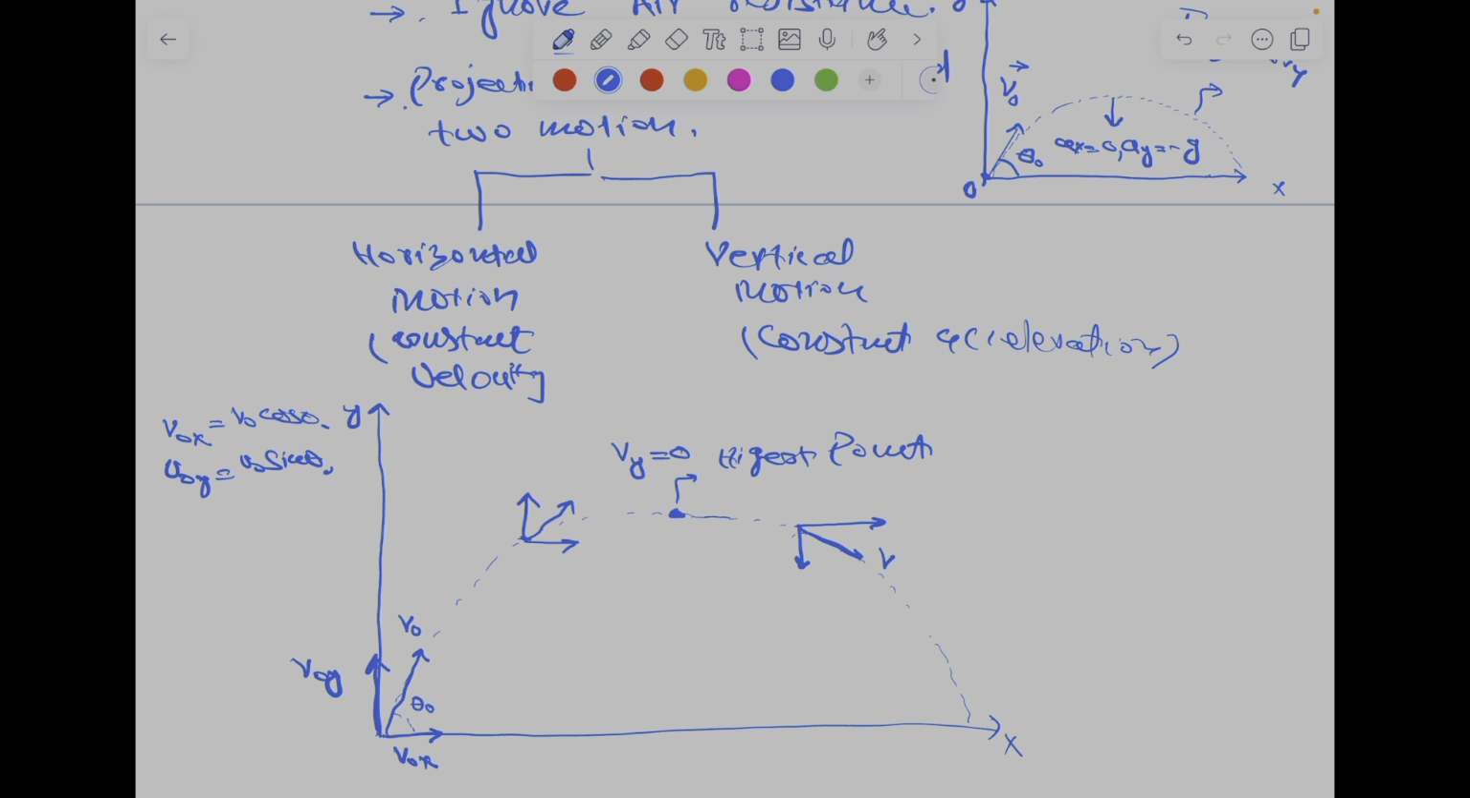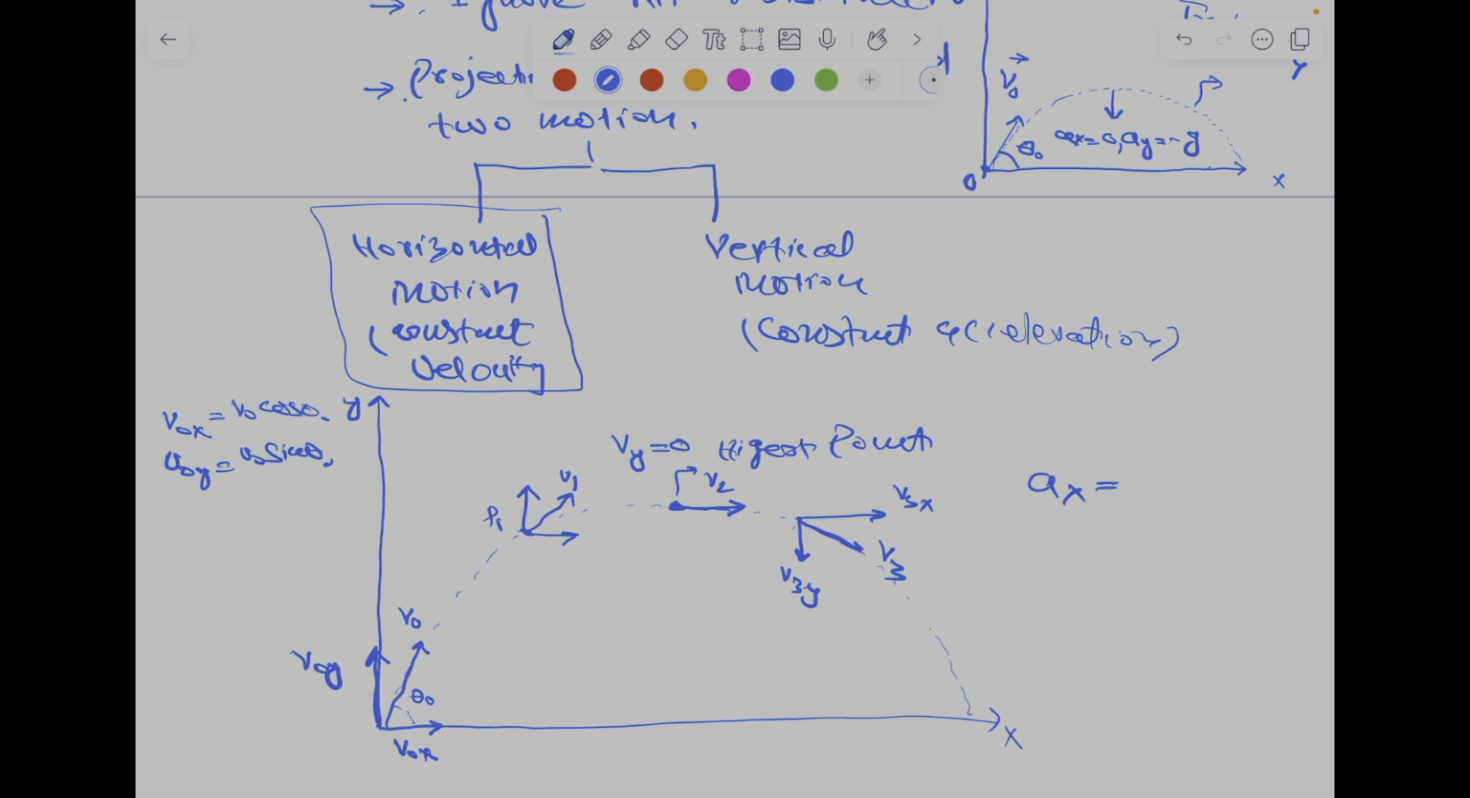Say this point is p1, this is velocity vector v1. This is the direction of your velocity vector v2, because the y component is 0. And this is v3, with components v3x and v3y, and it falls under the action of gravity. The motion along x is with constant velocity, which means the acceleration along x will always be 0, and your acceleration along y will always be negative g.